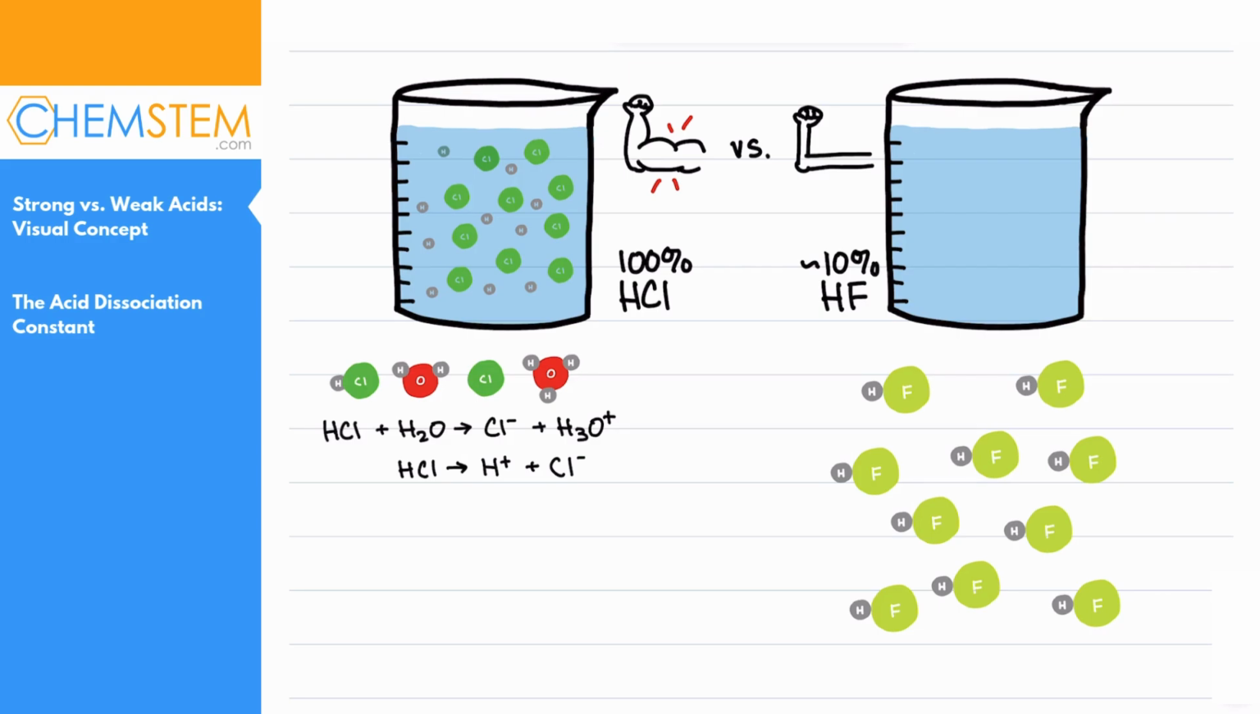So a weak acid is not going to have complete dissociation. A weak acid is going to mostly stay together as the original molecule. So most of them are going to be floating around as HFs. Only a few of the hydrogens are going to break free from the fluorides relative to the number that did not. So that's what makes it a weak acid.